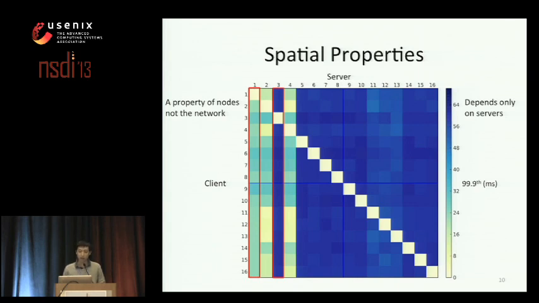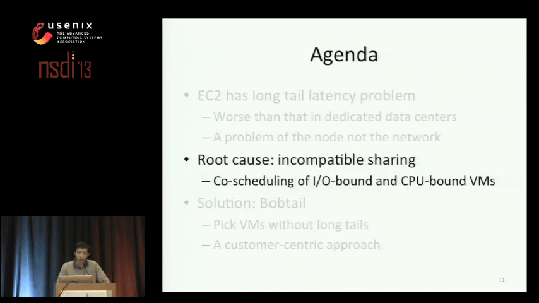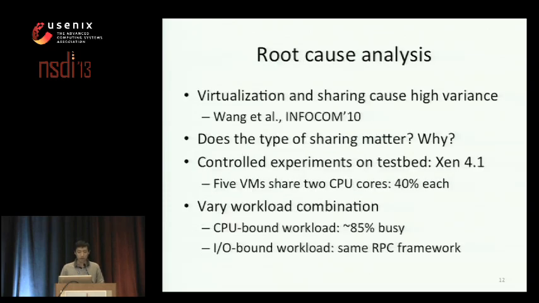And the tail latency only depends on, or mostly depends on, the servers, and the clients have very limited impact. So at this point, we've learned that EC2 has a long latency problem that is much worse than that in dedicated data centers. And that problem is a property of the node, not the network. Next, I'll use controlled experiments to convince you that the root cause of this problem is the co-scheduling of incompatible workloads on shared hardware. And here's how we do it.